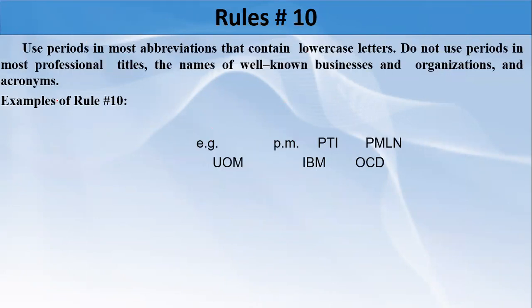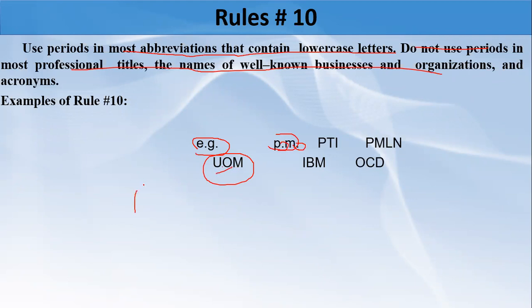Moving to rule number 6. Use periods in most abbreviations that contain lowercase letters. Abbreviations which contain lowercase letters, such as PM, such as EG. So in such cases, we must use periods, the full stops, the dots. Do not use periods in most professional titles, the names of well-known businesses and organizations, and acronyms. When we have the names of well-known businesses or organizations, we have got UOM, for example, University of Malakand. So we need not write the periods here.